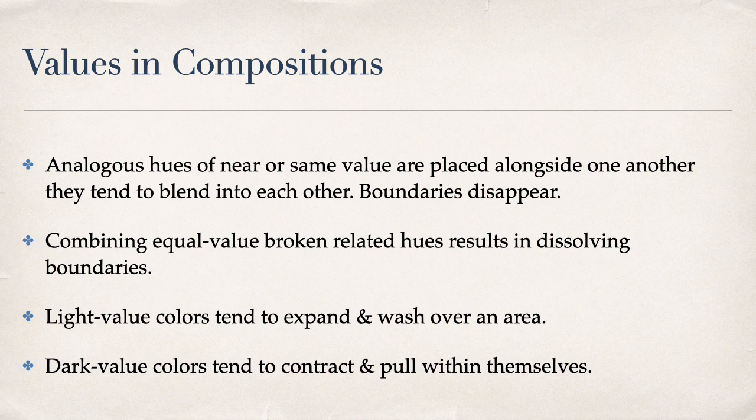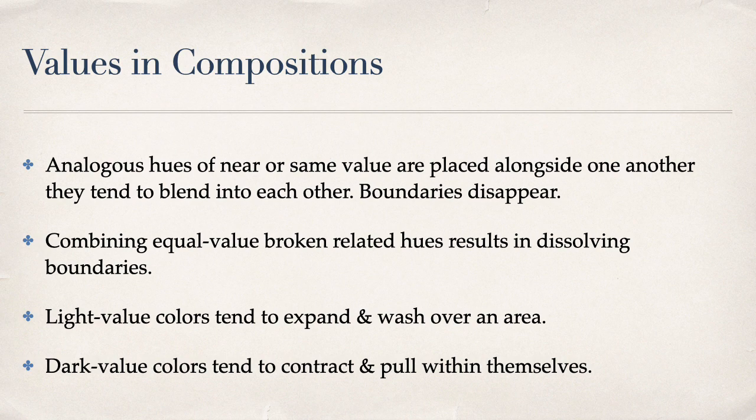Values in composition. Analogous hues of near or same values placed alongside one another will tend to blend into each other, making their boundaries disappear. As a refresher, analogous hues are those that are adjacent to each other on the color wheel. Combining equal value, broken, related hues results in boundaries dissolving.